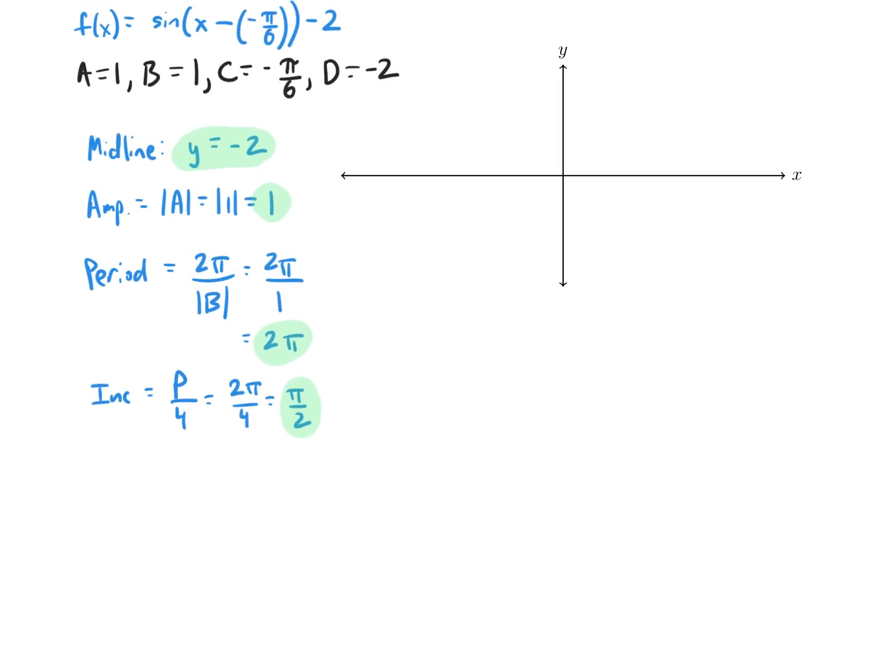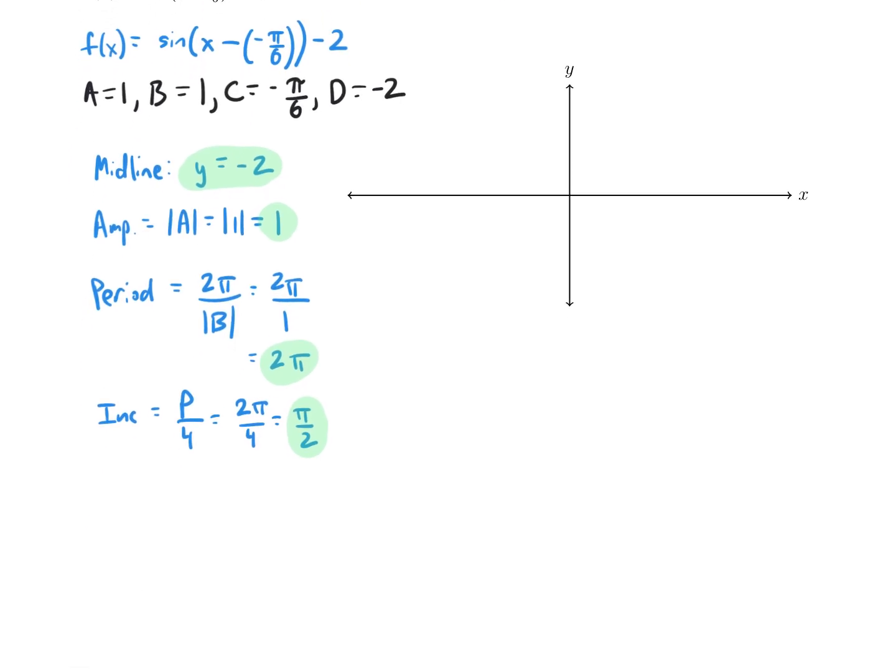Now let's find the phase shift. So the phase shift, we'll just call that PS for phase shift, is C over B. C is negative pi over 6, and B is 1, so that's just going to be negative pi over 6. So the phase shift is where you start your graph. That's where we're going to start.